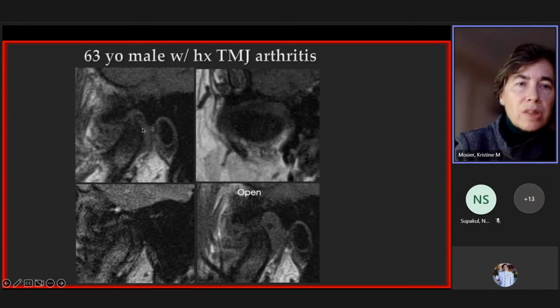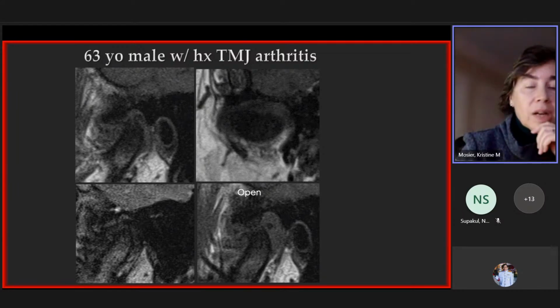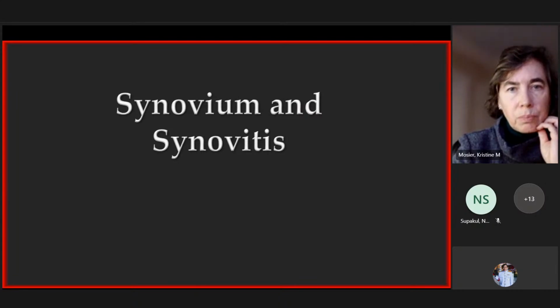And another patient, again, complete loss of normal cortical signal here and collapse of that articular surface in this opposite side of the 63-year-old male who has AVN on the other side.